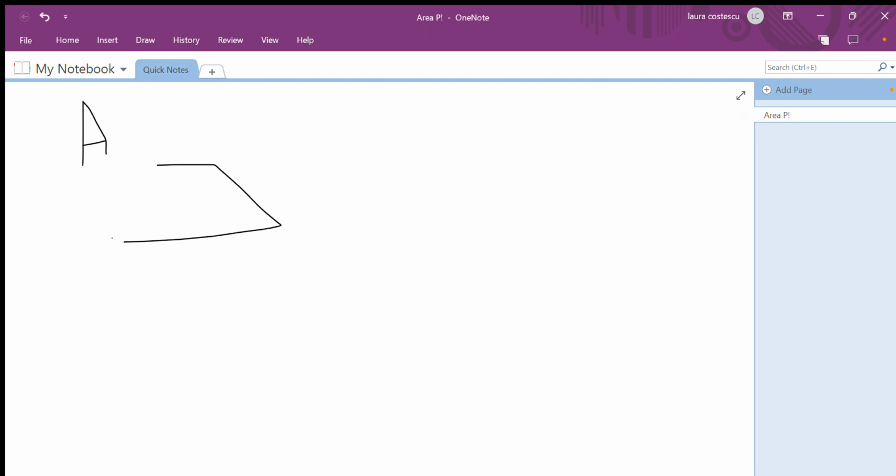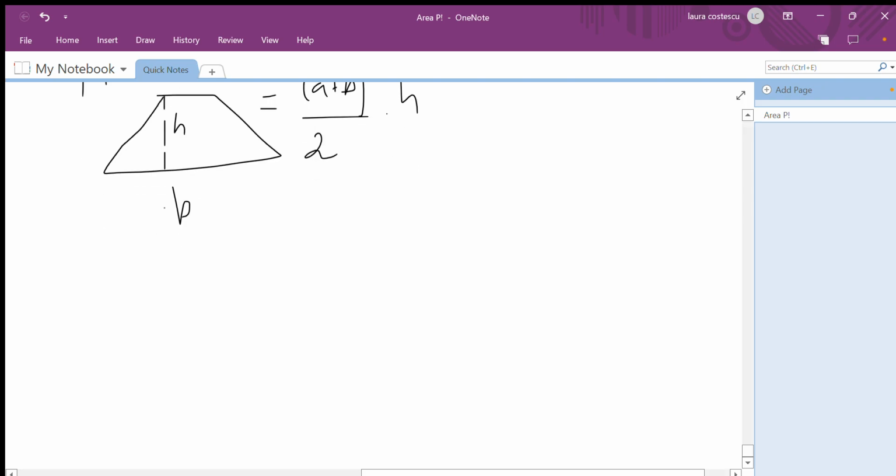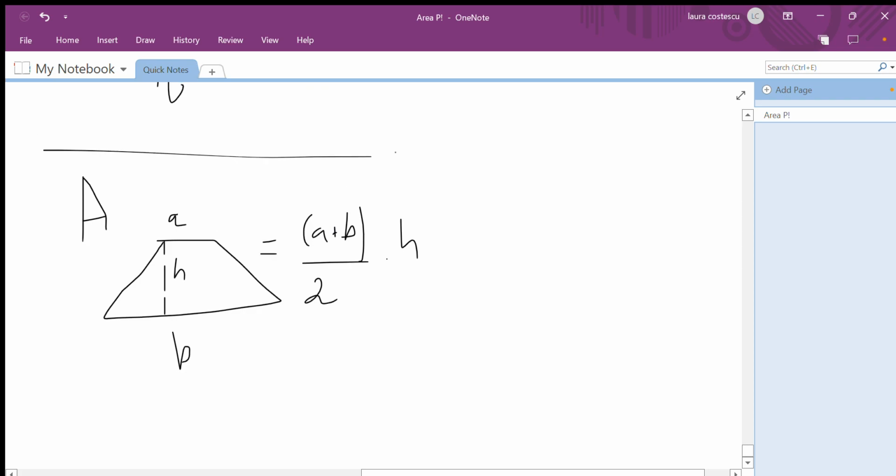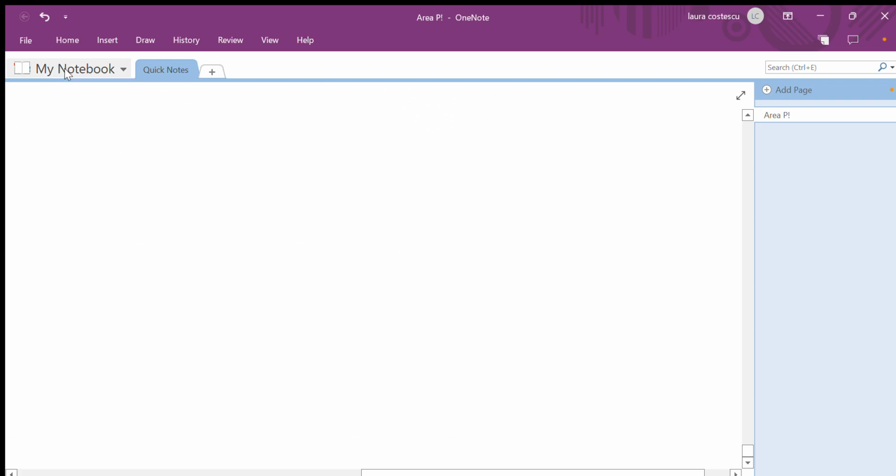So what's the area now of a trapezium? Let's see. Now let's call the upper side A and the downside B. How much will this equal to? Well, it will equal A plus B, and this is of course the height, over 2 times the height. So for practice 6, give me the area of this trapezium.